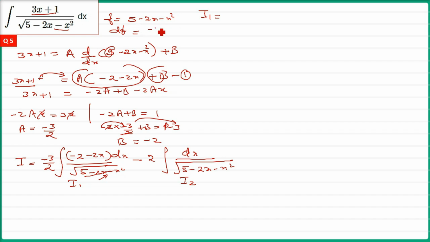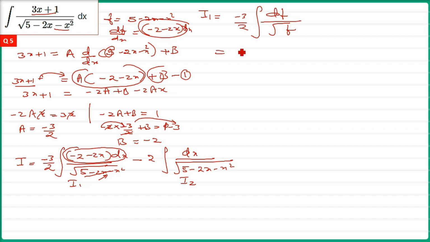We have already done that, so you don't have to do it again. It's just negative 2 minus 2x. So dt will be equal to this term which is on the right, which is eventually the numerator. So this dt is the numerator and you have taken this as t, so it will be under root t in the denominator. Negative 3 by 2 here.